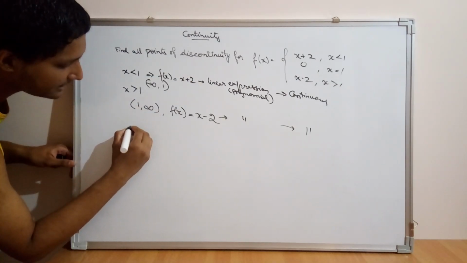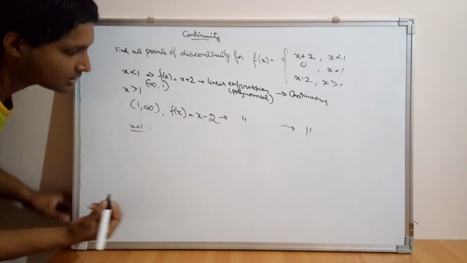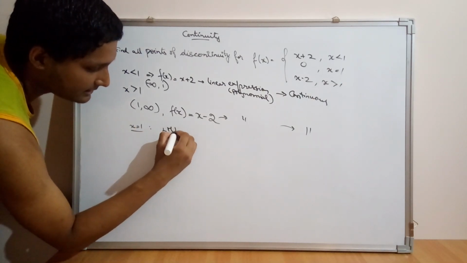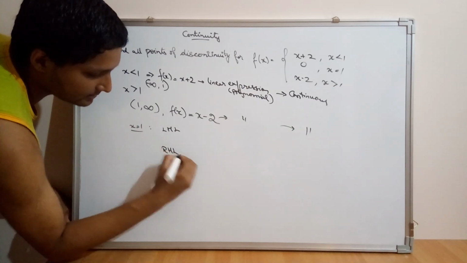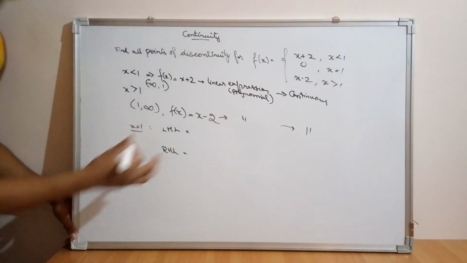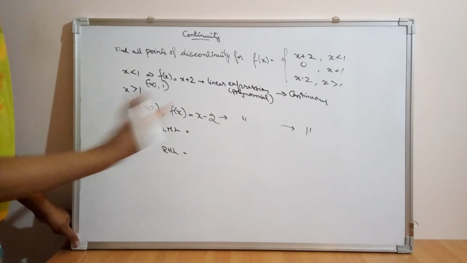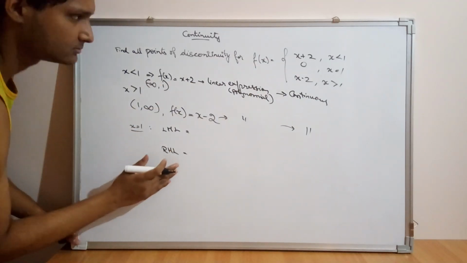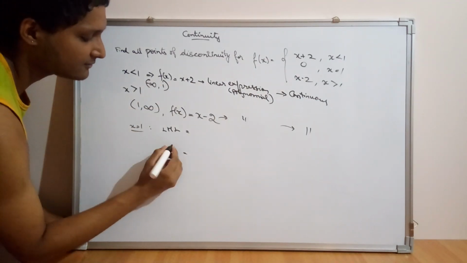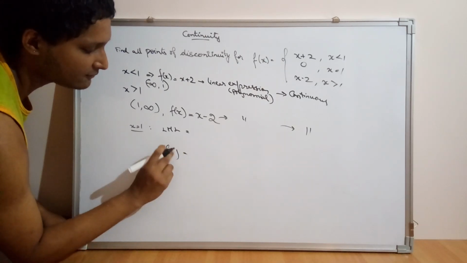Now we'll think about when x is equal to 1. For that we need to find the left hand limit and the right hand limit. If we want, we'll find out the function value. The function value is already given, I think, so maybe we need not find that.